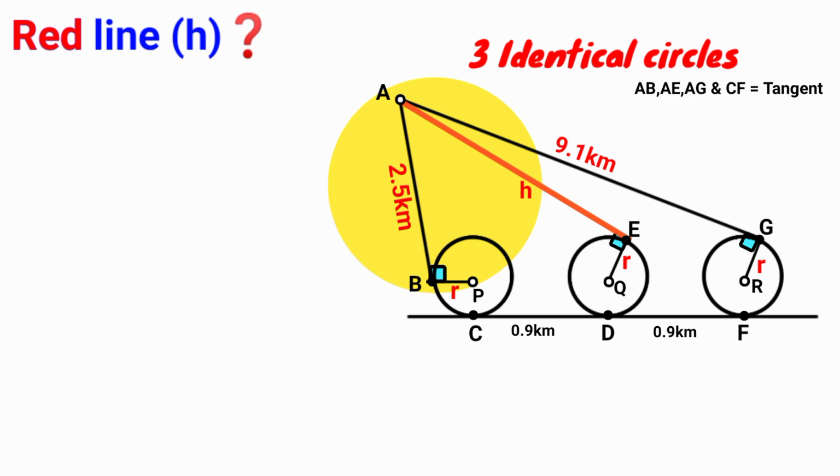Now we come here, draw a line that connects this point A and this P. Assume its length to be x. Now look at this triangle ABP. It is a right angle triangle. We have the length of this side to be 2.5 kilometers. That of this side is r, and this is x.